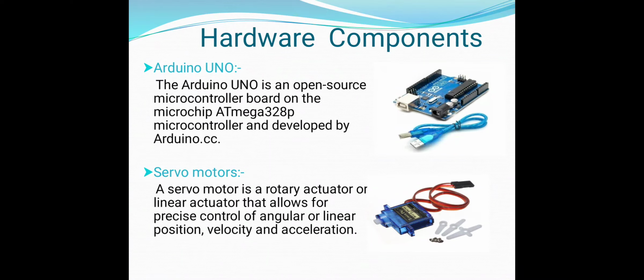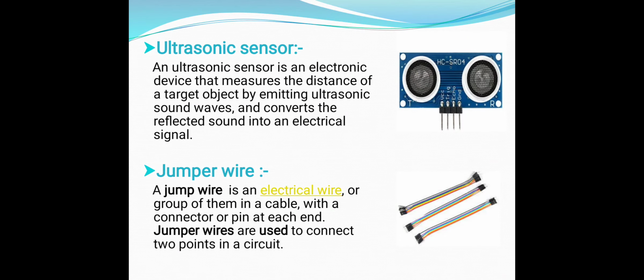Second component is a servo motor. A servo motor is a rotary actuator or linear actuator that allows for precise control of angular or linear position, velocity, and acceleration. It consists of a suitable motor coupled to a sensor for position feedback. Third component is an ultrasonic sensor. An ultrasonic sensor is an electronic device that measures the distance of a target object by emitting ultrasonic sound waves and converting the reflected sound into an electric signal.